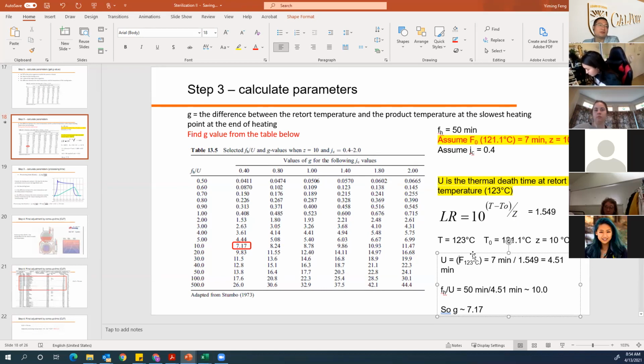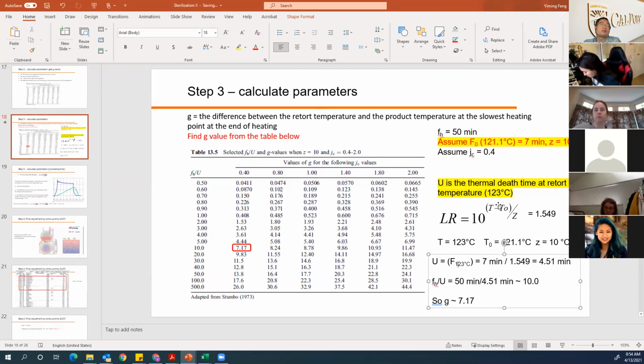Okay, let me make it a little bit clearer. When you do the calculation, you can follow it step by step. This is how you calculate the U value. Once we get the U value of 4.51 minutes, we can calculate F divided by U, the FU ratio, right? We already know that our F value is about 50 minutes, and our U value is 4.51 minutes. So the ratio is about 10.0.